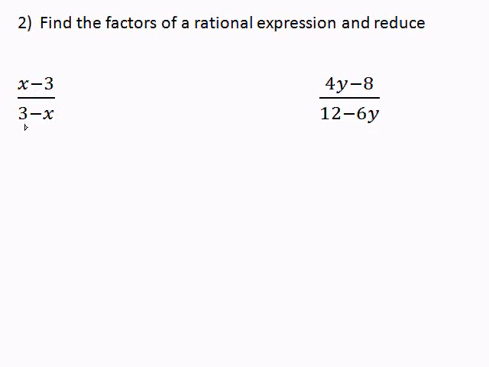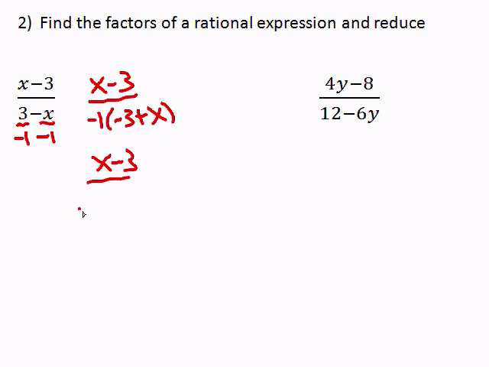X minus 3, if we factor a negative 1 out of the denominator, we'll get x minus 3 over negative 1, negative 3 plus x, which is the same thing as x minus 3 over negative 1 times x minus 3. What's tricky about this one, I'm going to put parentheses around the x minus 3 on top, just to point out that x minus 3 is the factor of the top.